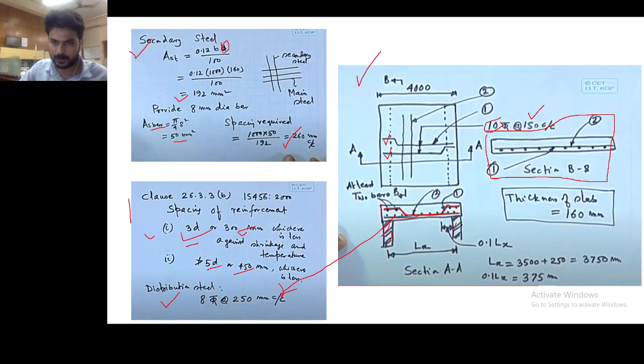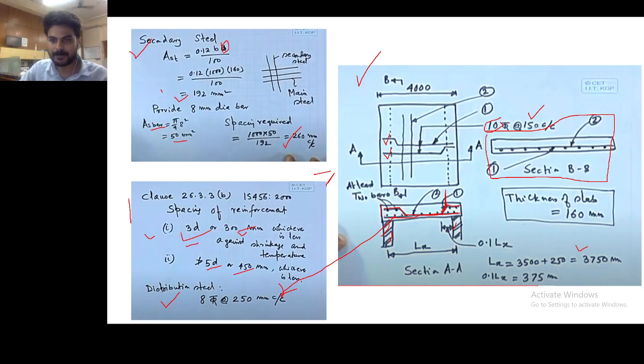And as I said, this bent up bar we will do here. This has to be done at a distance of 0.1 lx. So lx can be calculated as 3500 plus 250, which is the width of the wall. So we will consider this as lx and we will calculate this.